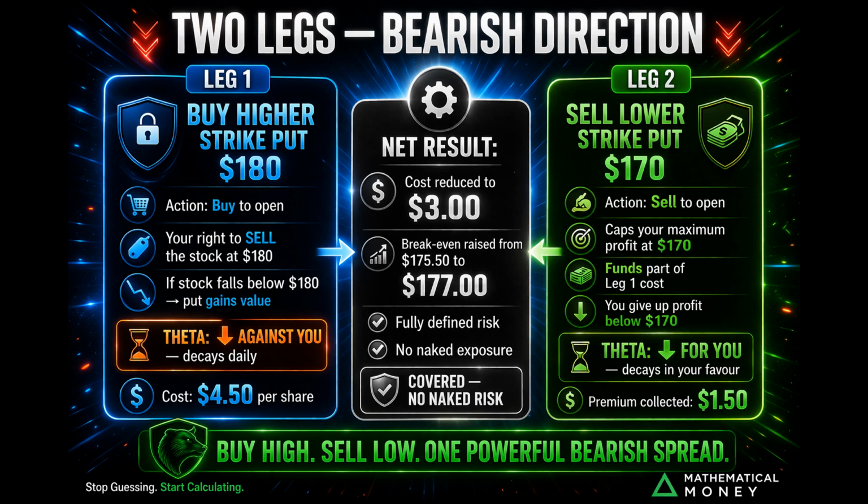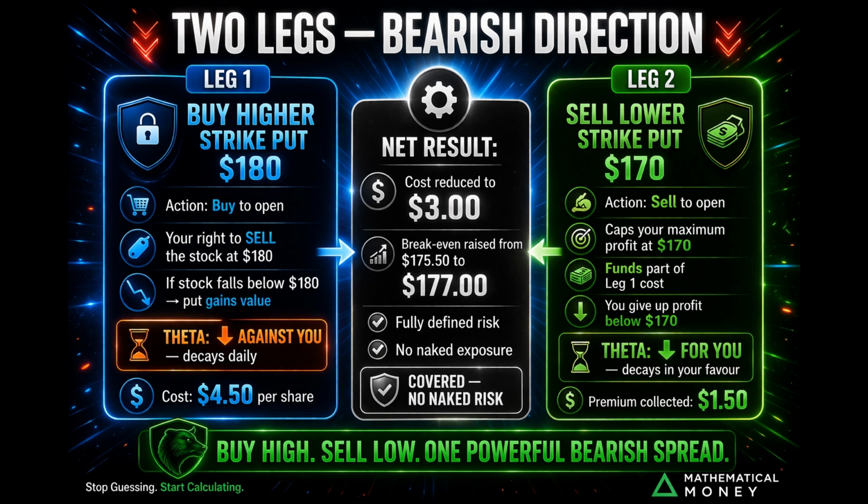Why not just buy a single put? A single put gives you uncapped downside profit but costs significantly more, which raises your break-even and reduces your probability of finishing profitable. Buying a put on Apple at 180 when the stock is at 182.50 costs $4.50, or $450 per contract. Break-even at expiry, $175.50. Apple needs to fall $7 just to reach break-even.